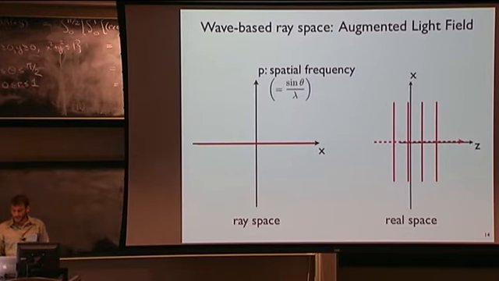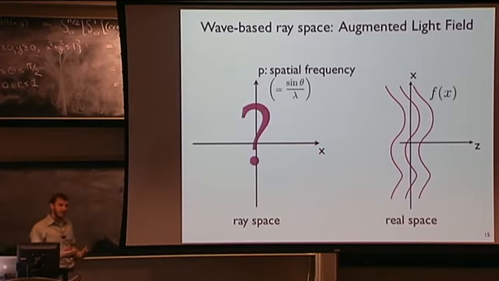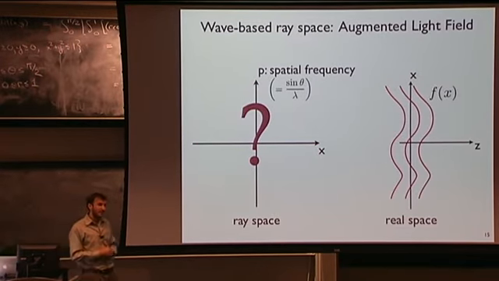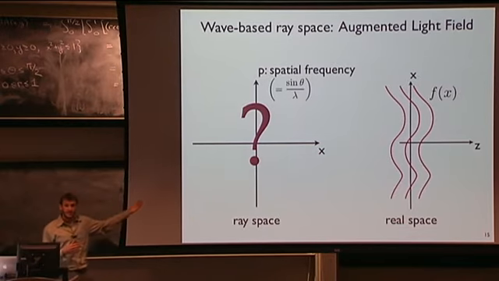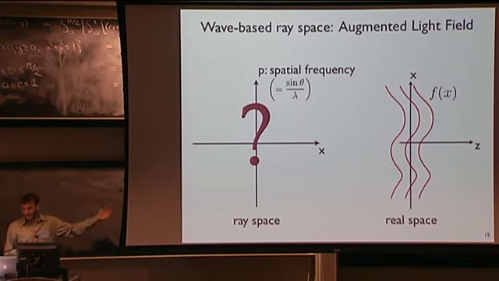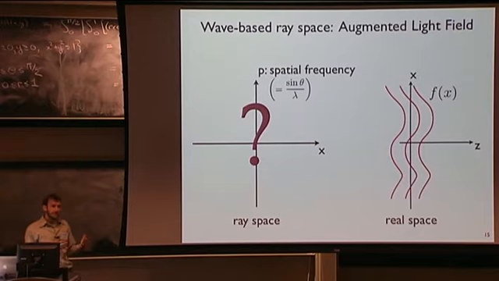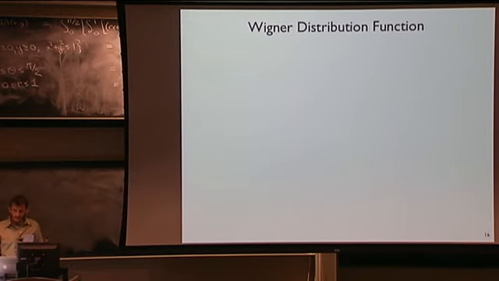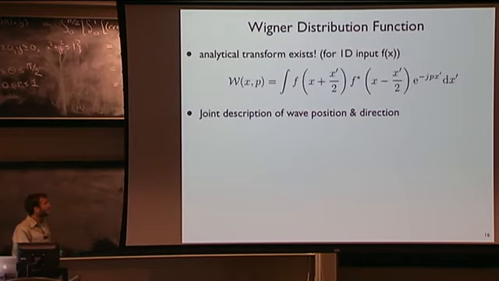So the question is, how do I represent a more complex wavefront in this phase space, in this 2D light field space? The answer you would guess is from Fourier optics. If you're familiar with it, you know you can decompose a complex wavefront into a sum of many plane waves, so you'd expect something like a Fourier transform to happen. This transform is actually called the Wigner distribution function, the analytical transform to this problem.